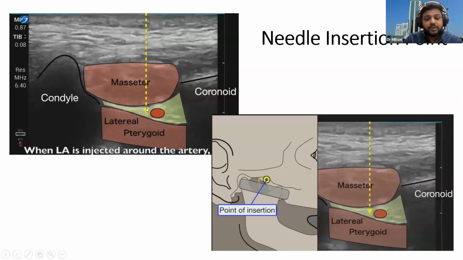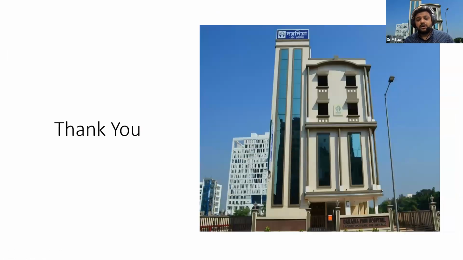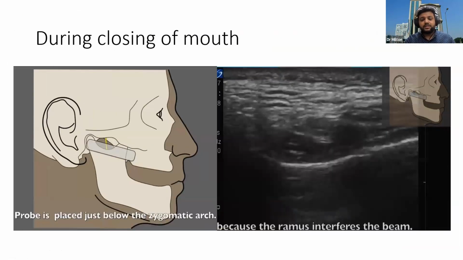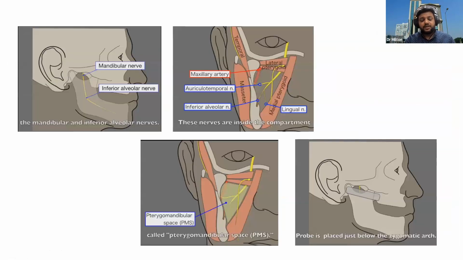So cross the masseter muscle and just at the side of the arterial pulsation, you can give your injection for the mandibular branch. Sorry for the ultrasonography page being disoriented. Sorry for this. So I will just try to repeat a few things.